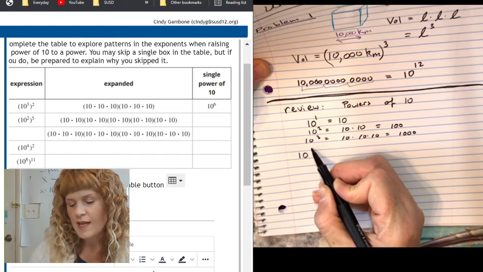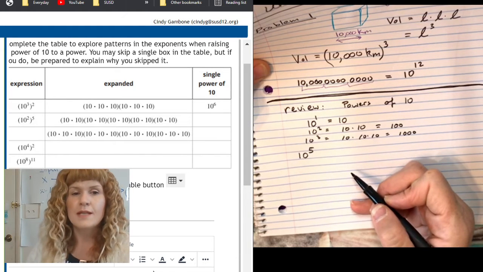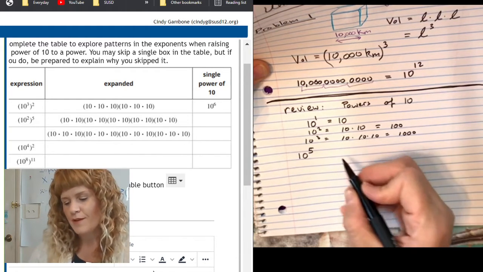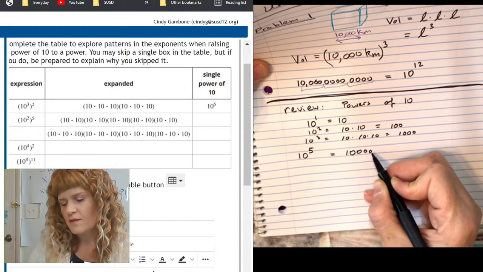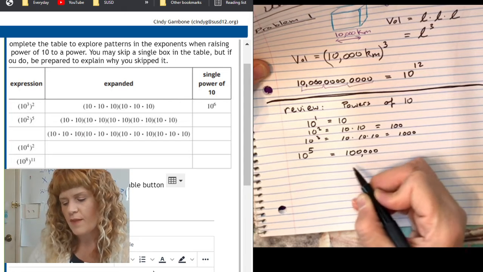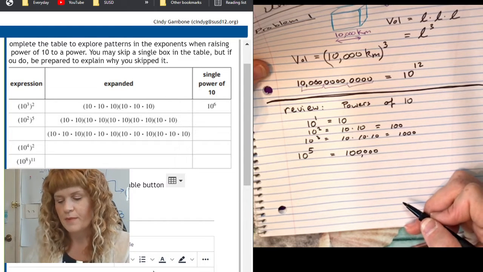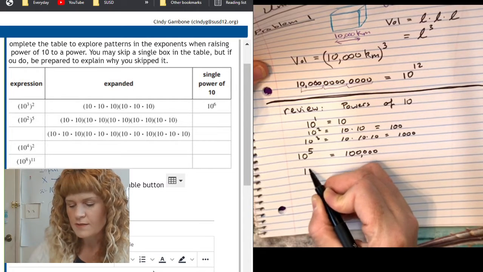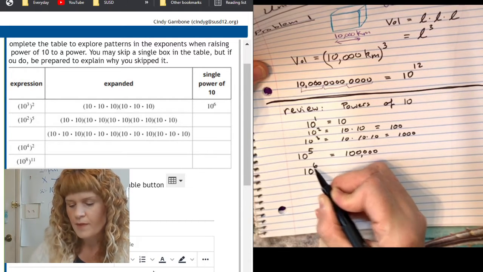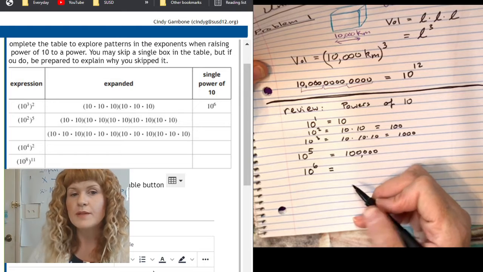So if I have 10 to the fifth power, 10 times 10 and so on, you get it. That is 1, 2, 3, 4, 5. There we go. That is 100,000 because I have 5 additional zeros. Here's another way to look at it. Let's do 10 to the sixth power.